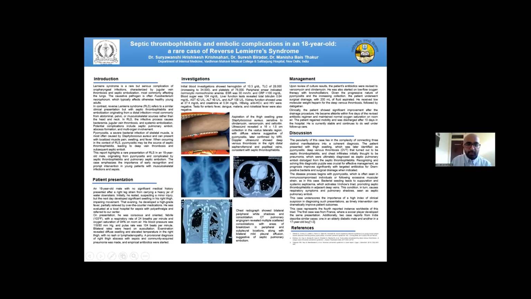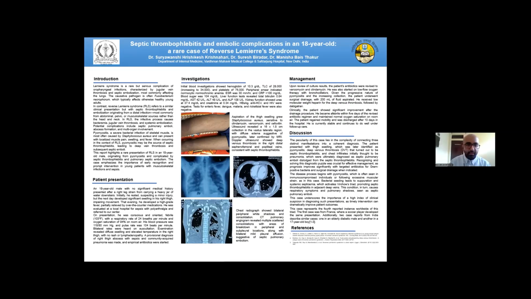Firstly, I would like to explain what Lemierre syndrome is. In Lemierre syndrome, there is a characteristic triad of three things: a severe oropharyngeal infection, associated with an internal jugular vein septic thrombophlebitis, which then complicates as a septic pulmonary embolism. Now, what is reverse Lemierre syndrome? I would be explaining it through my case.